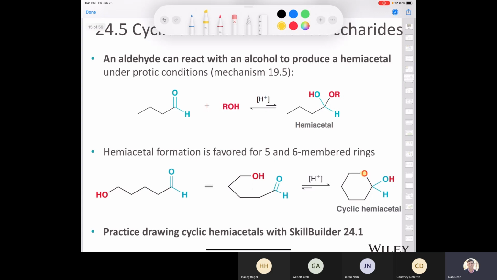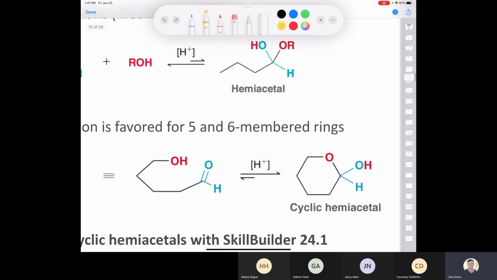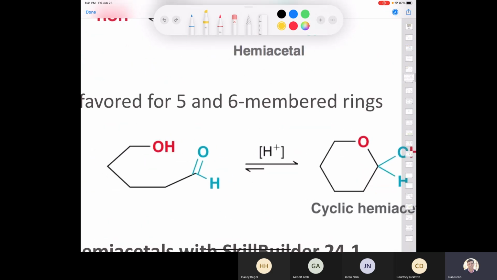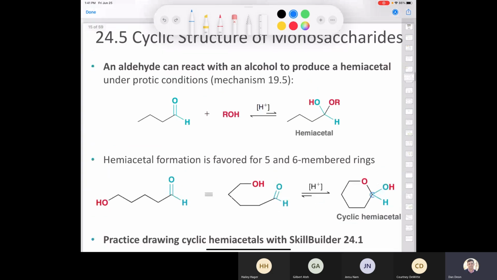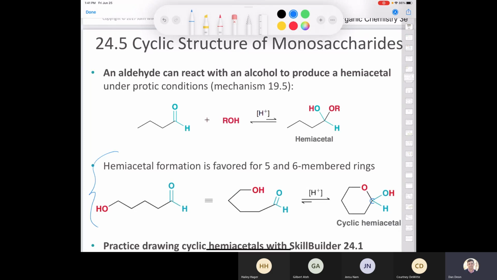6-membered ring, right? 1, 2, 3, 4, 5, 6 members in this 6-membered ring. So we're forming that cyclic hemiacetal. Again, it's got a 6-membered ring, and 6-membered rings are pretty stable in organic chemistry. Right? Remember that the reason why this is a hemiacetal is because this carbon has an ether attached to it and a hydroxyl, right? It's got an R group here. It's got a hydrogen here. It doesn't matter if that's an R group or a hydrogen, but this is a hemiacetal, and it is a cyclic hemiacetal. So what's the consequence of this point right here when it comes to sugars?